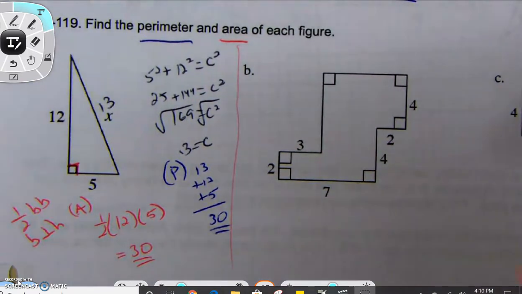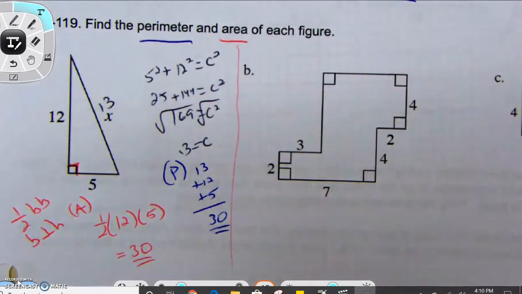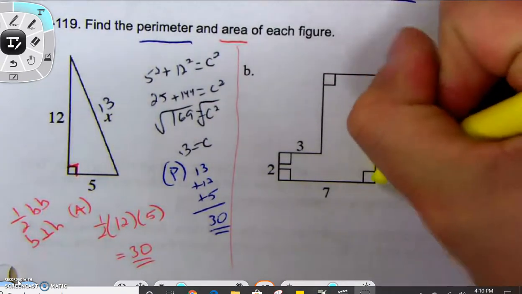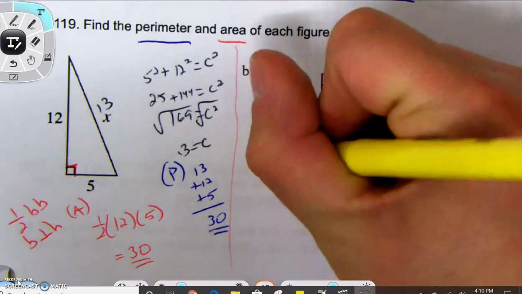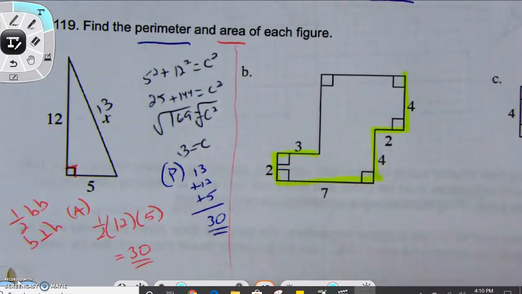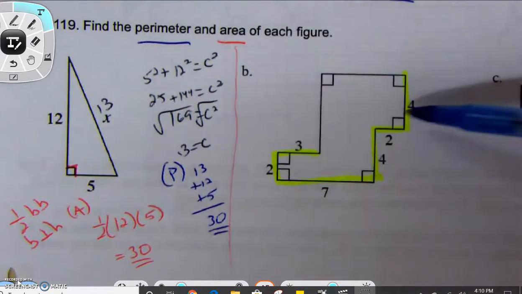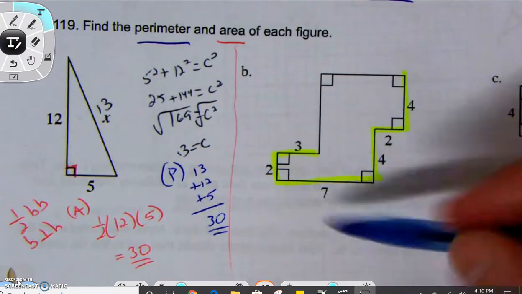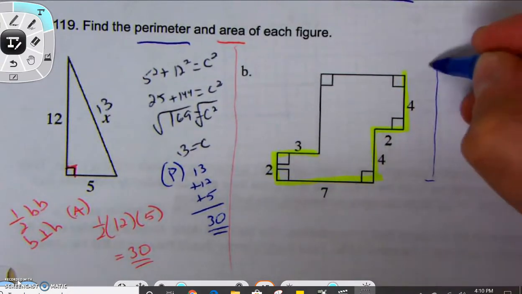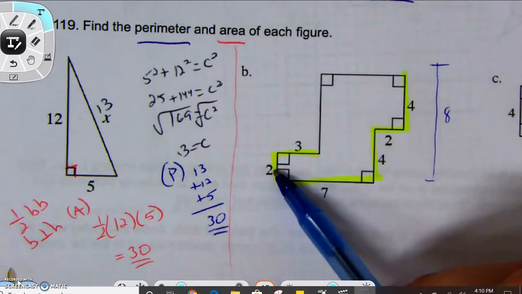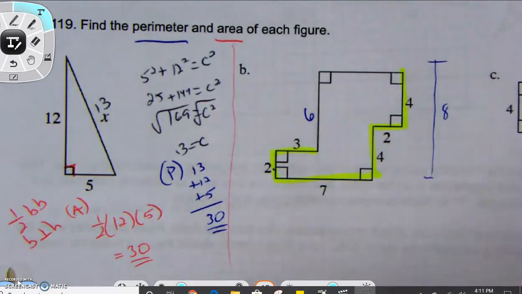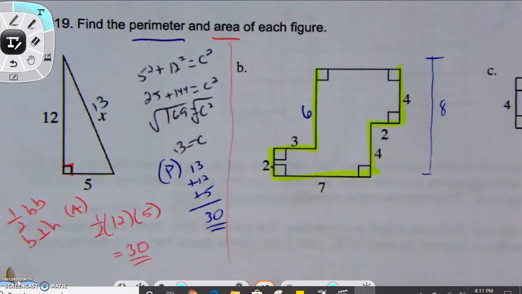So I highlight the sides that we know already, and then we've got to figure out the ones we're missing. So I know that that's 4, 2, 4, 7, 2, 3. I don't know the other sides there, so I've got to do some work. If I look, the whole distance, 4 and 4, based off of this and this, so the whole thing from here to here is 8. So that would mean if this is 2, that this part here has to be 6. So then I know that part that I can add into our perimeter.